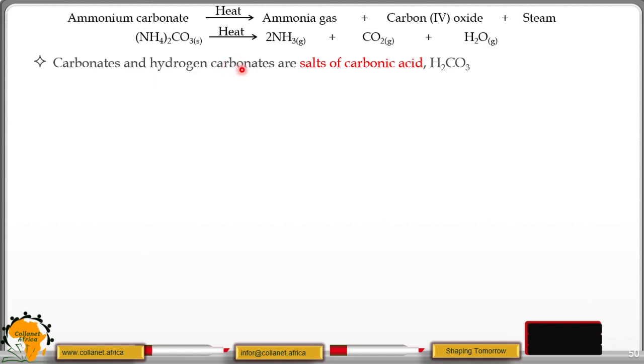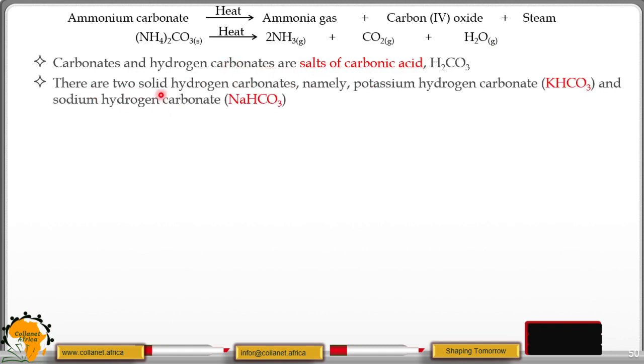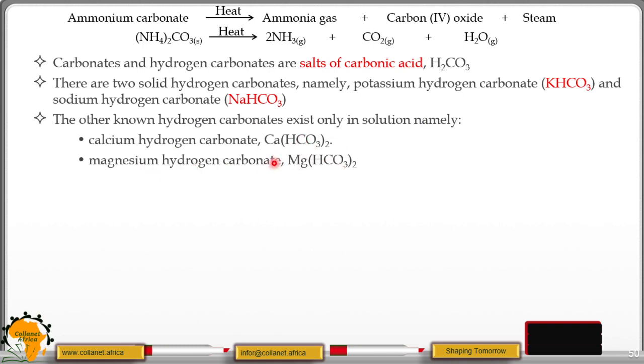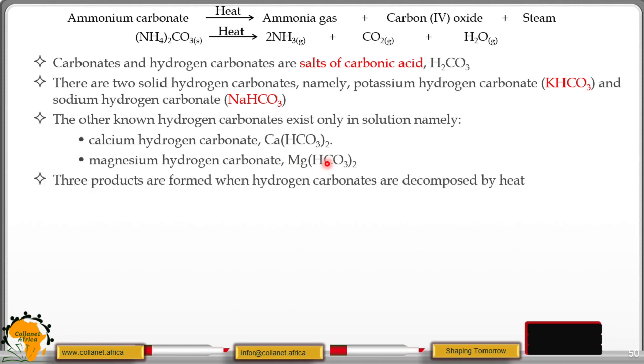Carbonates and hydrogen carbonates are salts of carbonic acid. There are two solid hydrogen carbonates, namely potassium hydrogen carbonate and sodium hydrogen carbonate. They are the only hydrogen carbonates that are solid at room temperature. The other hydrogen carbonates exist only in solution, namely calcium hydrogen carbonate, which is in solution form, and magnesium hydrogen carbonate, which is also in solution form.